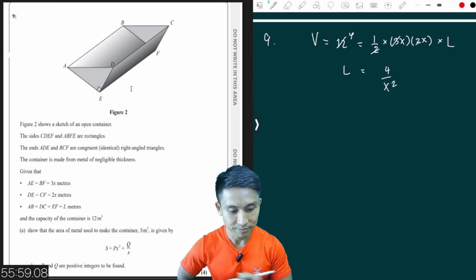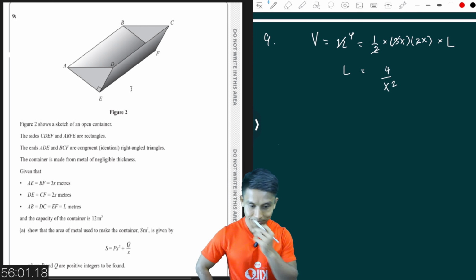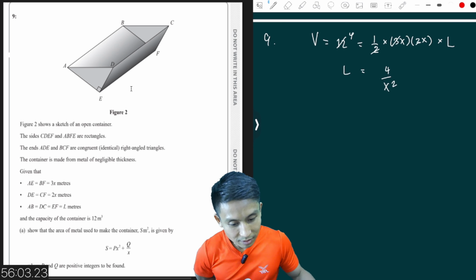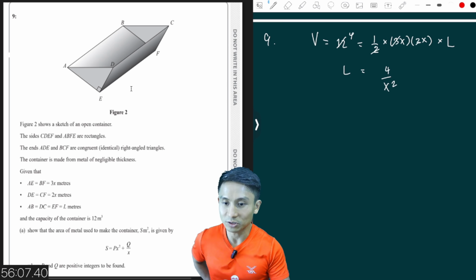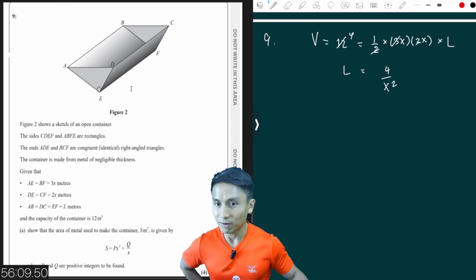Is that right? Yep, I think so. Okay. So L equals 4 over x squared, and then we find the area.